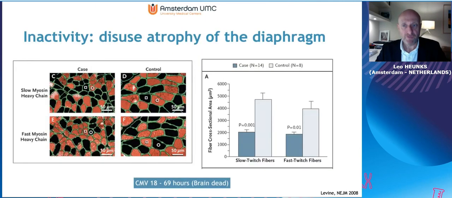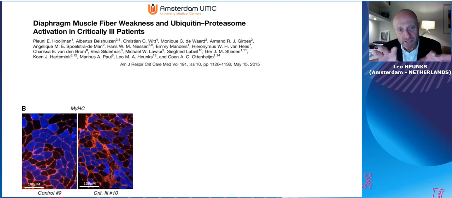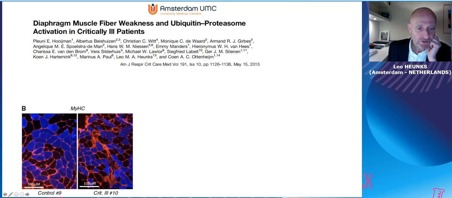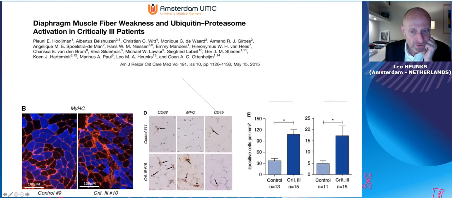This is a very famous picture published in the New England Journal of Medicine a couple of years ago, where Levine demonstrated that even short periods of disuse result in atrophy of the diaphragm. But this was in brain-dead patients. These are data from real ICU patients, and indeed we could demonstrate atrophy of respiratory muscles in critically ill patients compared to healthy controls.